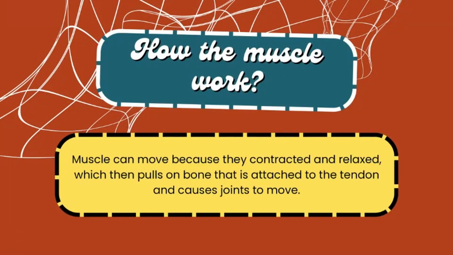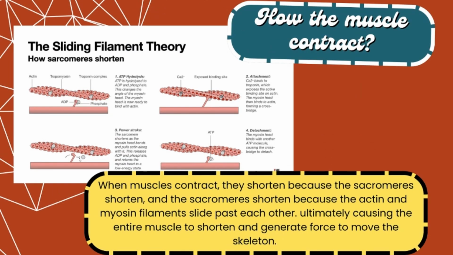How do our muscles work? Our muscles can move because they contract and relax, which then pulls on the bone that is attached to the tendon and causes the joint to move. How do our muscles contract? When muscles contract, they shorten because the sarcomeres also shorten, and the sarcomeres shorten because the actin and myosin filaments slide past each other, ultimately causing the entire muscle to shorten and generate force to move the skeleton, the tendon, and the joint.